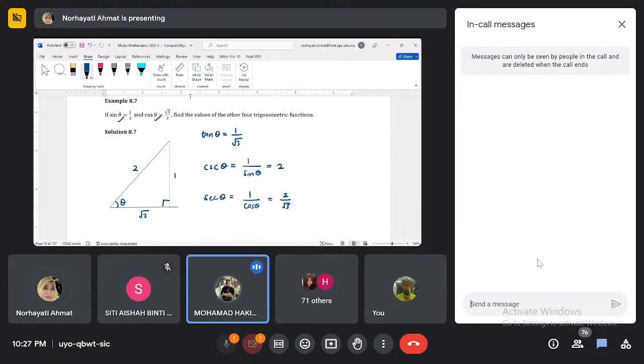Hakim? Saya Doktor. Okay, Hakim. Function apa lagi yang tak ada ni? Chord. Okay, so chord sama dengan punca kuasa 3. Punca kuasa 3. Okay, good. Okay, bagus. Okay, terima kasih Hakim.